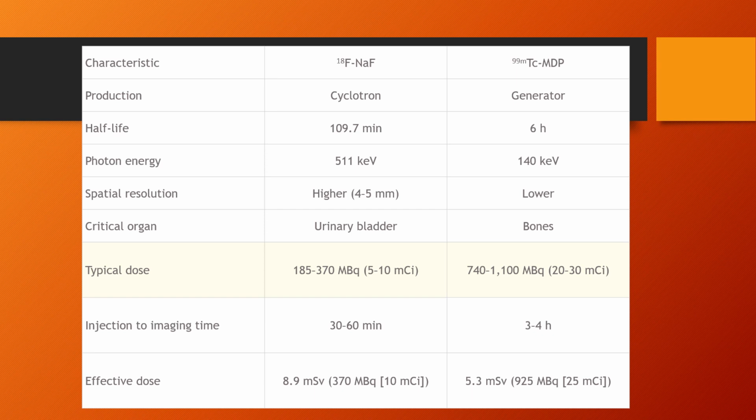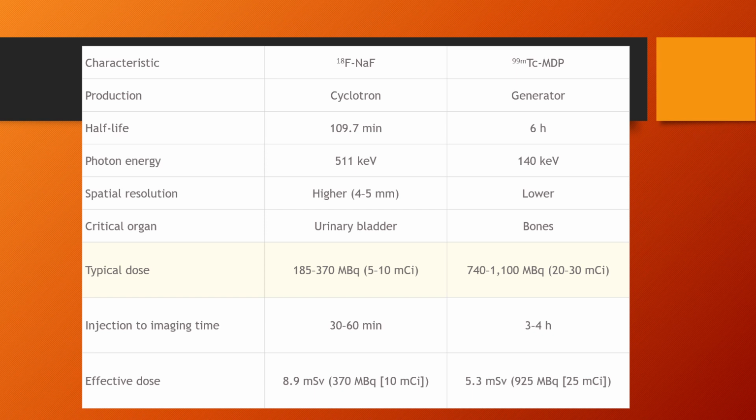Spatial resolution is much higher than it is for planar imaging with tech-based agents. PET scanners are just a lot better spatial resolution than gamma cameras anyway. Critical organ is the bladder for sodium fluoride. It's bones and bladder for MDP. Bladder still gets a lot. The typical dose is a lot less for sodium fluoride. You can give a lower dose and still get better quality images than you can with MDP.